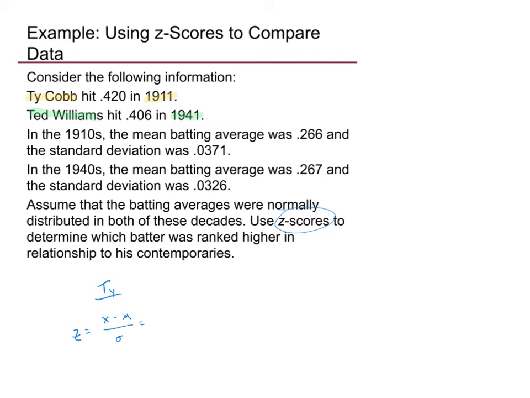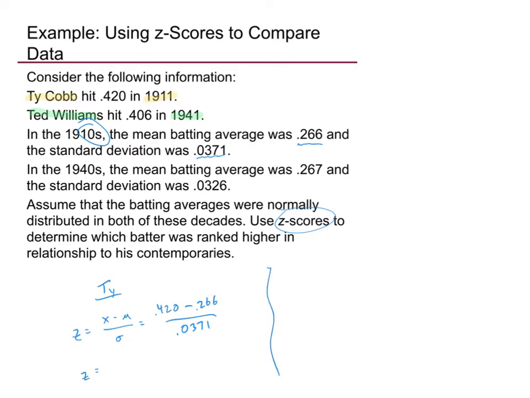Z equals x minus mu over sigma. So Ty Cobb's batting average, 0.420, that's the x, the data point, minus mu, the mean. For Ty Cobb, we're going to use the 1910s, and the mean batting average was 0.266. And the standard deviation was 0.0371. We'll type that into our calculator in just a minute and see what we get.